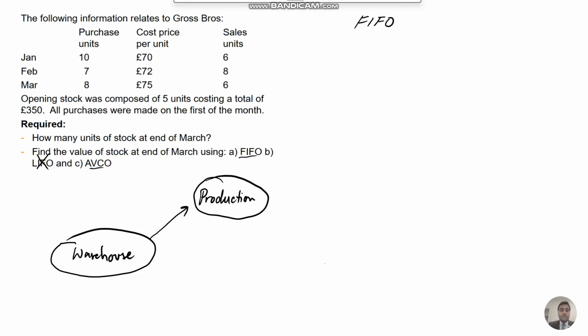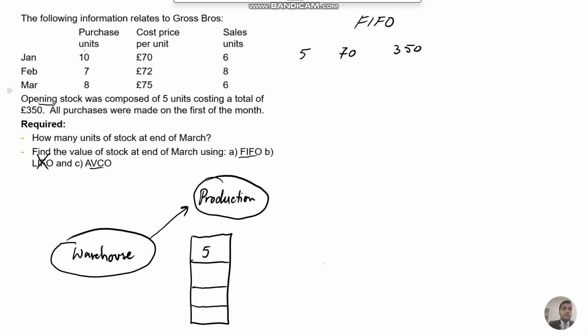Now in the warehouse he will have shelves. Now imagine he has got shelves, and he has got top shelf, middle shelf, and the bottom shelves. Now I have drawn 4 shelves because I know this question. I have done it before. So the question tells us that there was an opening stock of 5 units. So in the top shelf he's going to put the 5 units, and then in the table I'm going to write 5 units, and the price of the 5 units is 350. So if I work out the price per unit, 350 divided by 5, it will be 70.